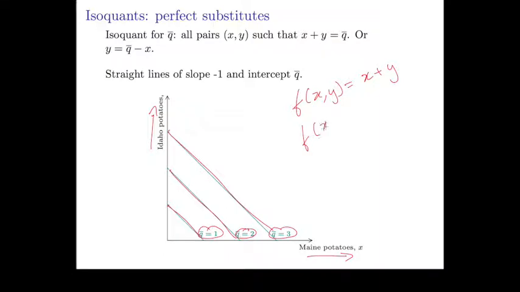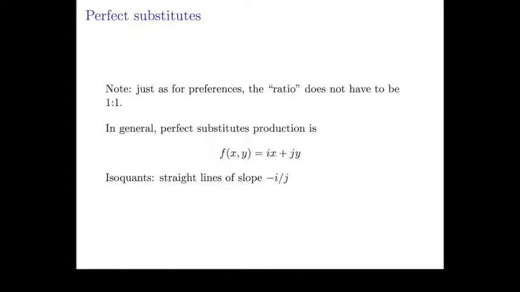But in general, you can write down a perfect substitutes production function where you have some I times X plus J times Y. You could have production functions that look like this. And these would also be perfect substitutes production functions. And the way you would handle these is very similar to the way you would handle perfect substitutes utility. So if you have f of x, y is ix plus jy, then the slope of the isoquant is going to be minus I over j.